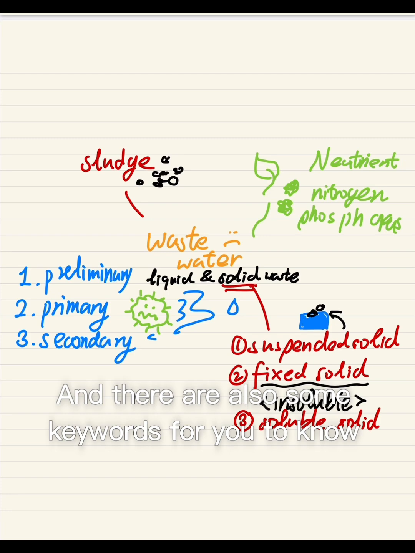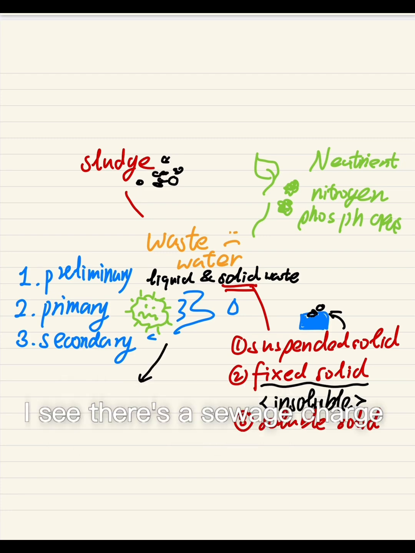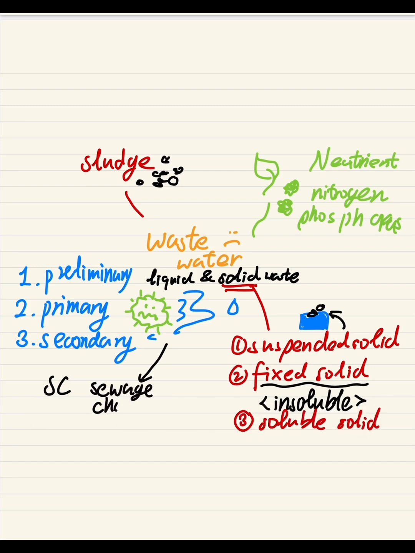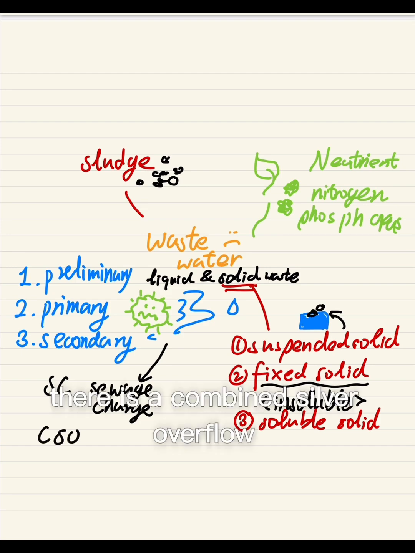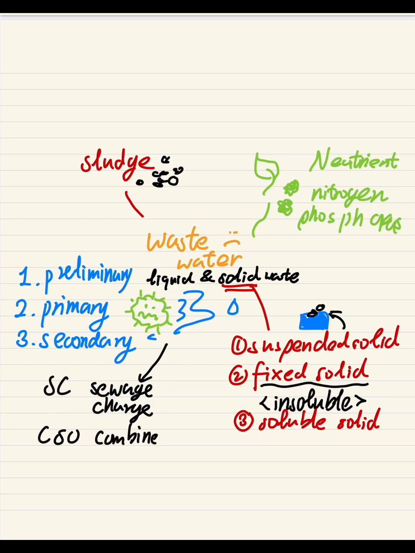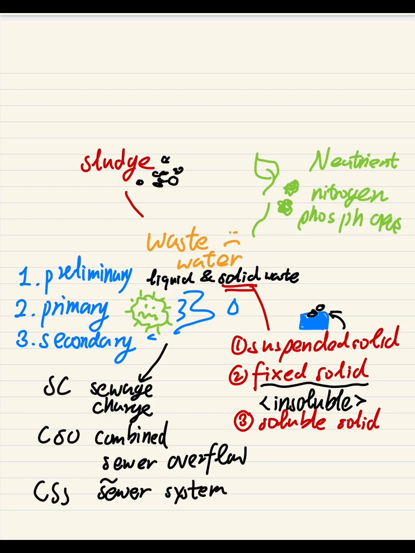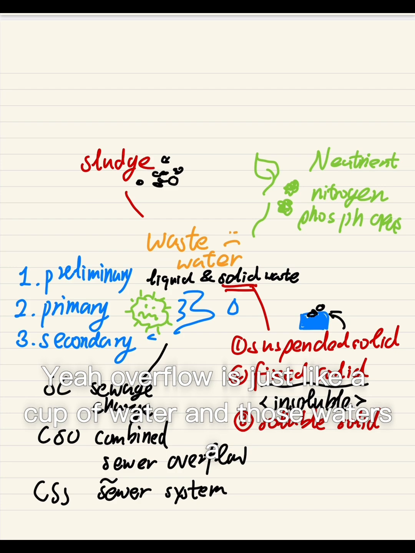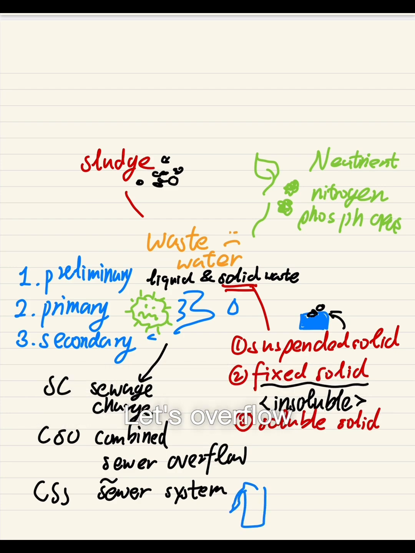And there are also some keywords for you to know. SC, that's sewage charge. CSO, that is combined sewer overflow. Also, CSS, combined sewer system. These are linked to the overflow. Overflow is just like a cup of water, and the water is flowing out. Too much water, overflow.